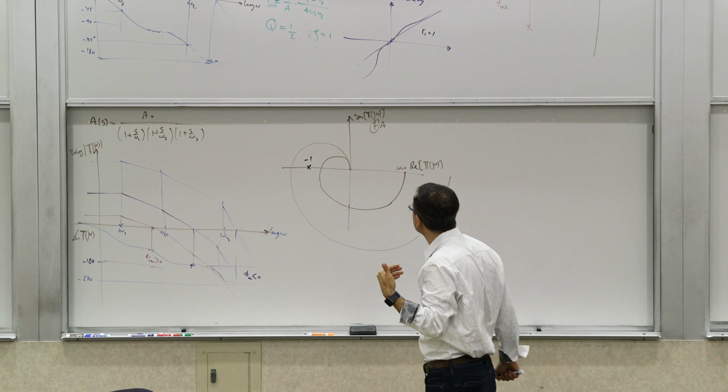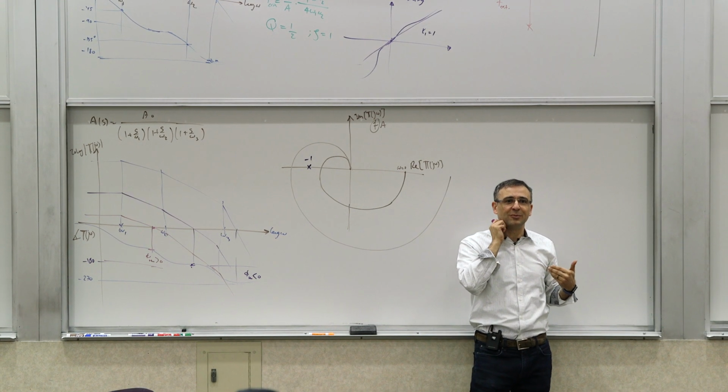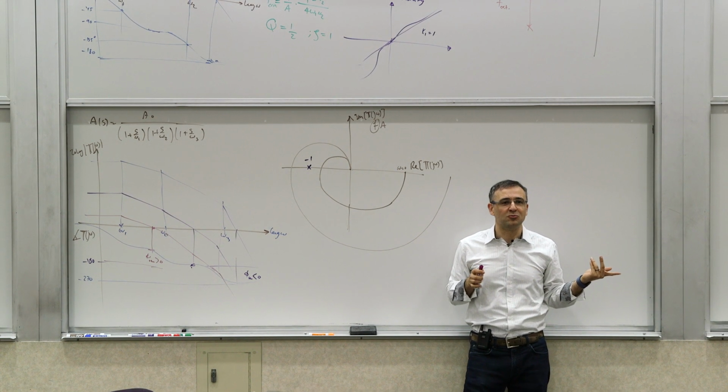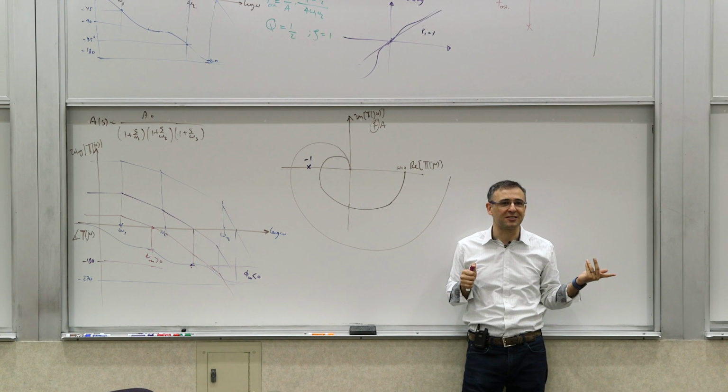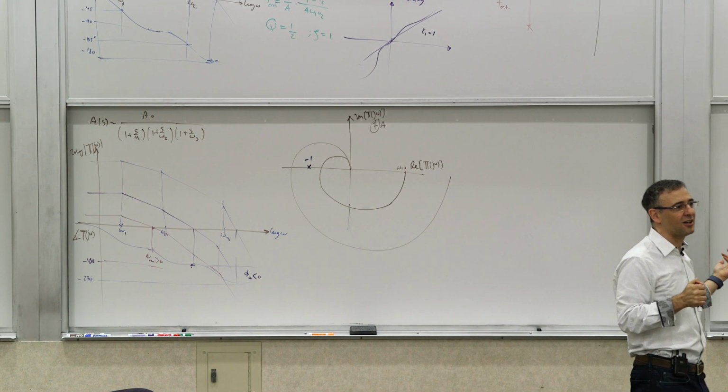What happens to the other picture we had? Now if I ask you about nonlinearity, it's also a moot point, especially if you are encircling point negative 1. If your linear system is unstable, then you can't guarantee anything about the nonlinear system.